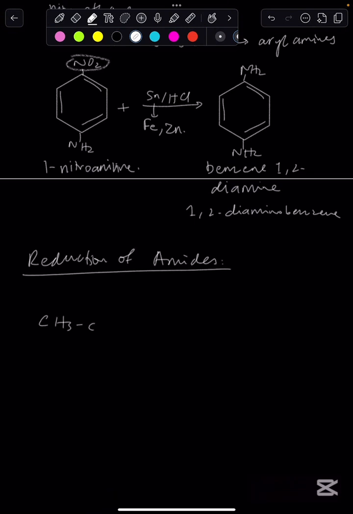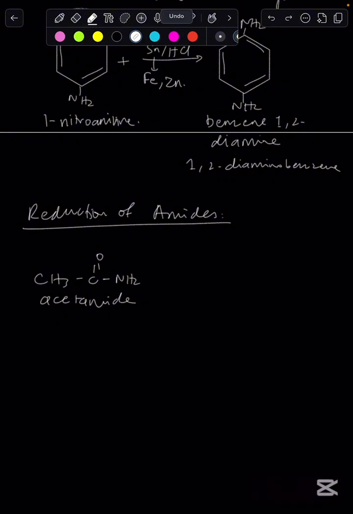Now moving on, we use lithium aluminum hydride for the reaction of amides to amines. If we have acetamide or amido ethane, I'm going to react it in the presence of lithium aluminum hydride, and then I'm going to add hydrogen. So what it's going to do is form ethane amine.